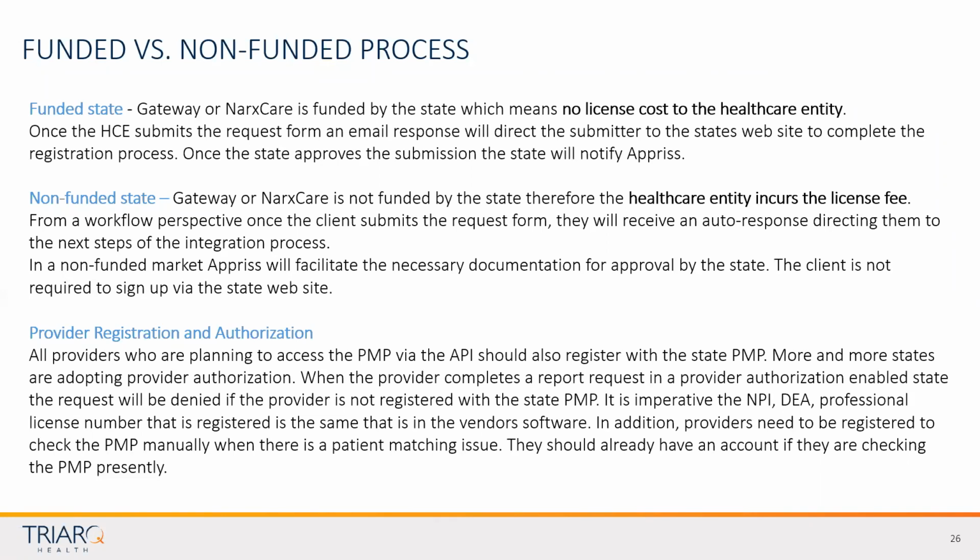Then if you're a non-funded state, you will have the license fee, which again is $50 per provider per year for the basic report, and then an additional $250 per year per provider for the Narx Care. And then here they're helping us understand from a workflow perspective, once the client submits the request form, they will receive an auto response directing them to the next steps of the integration process. So long story short, once you fill out the form on the Appriss website, they will guide you because they know who's funded and who's not.